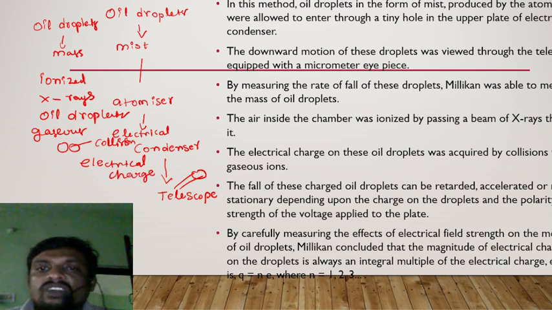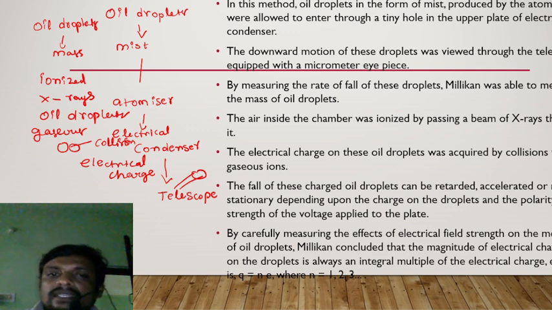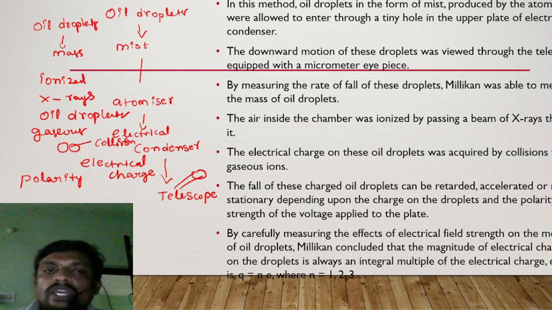The fall of these charged oil droplets can be retarded, accelerated, or made stationary, depending upon the charge. So finally, he measured the polarity, which is in which direction it is, the specific pole and the movement of the particles towards that pole, and the specific strength of the voltage applied to the plate.